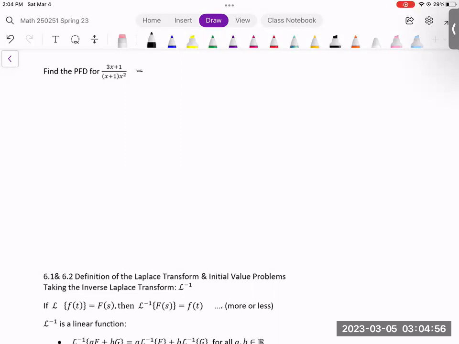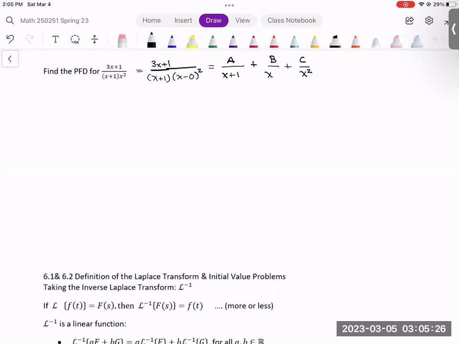The x squared term we can think of as x minus 0, and this is squared. So this is showing up twice. So our partial fraction decomposition will have one term for the non-repeated root, and then we'll have a term for each power of the x.